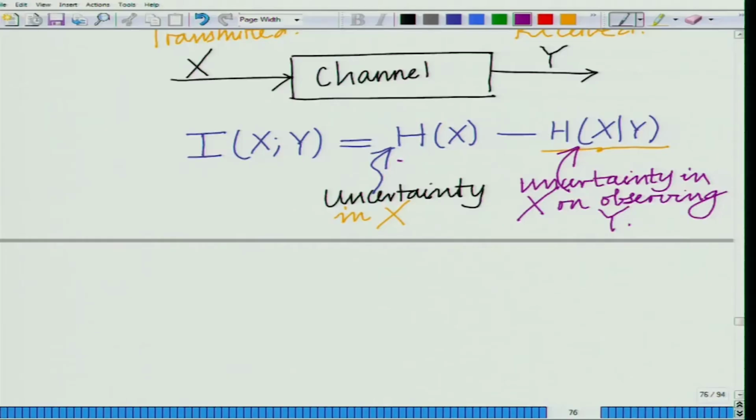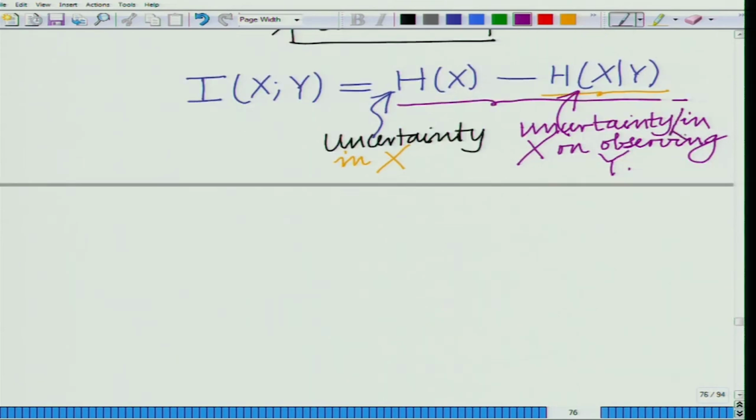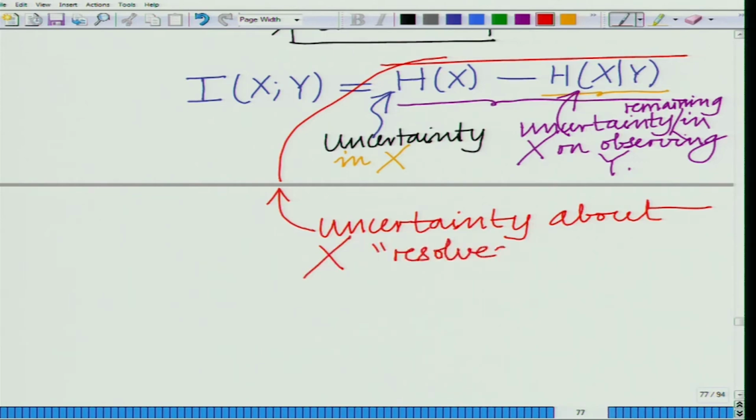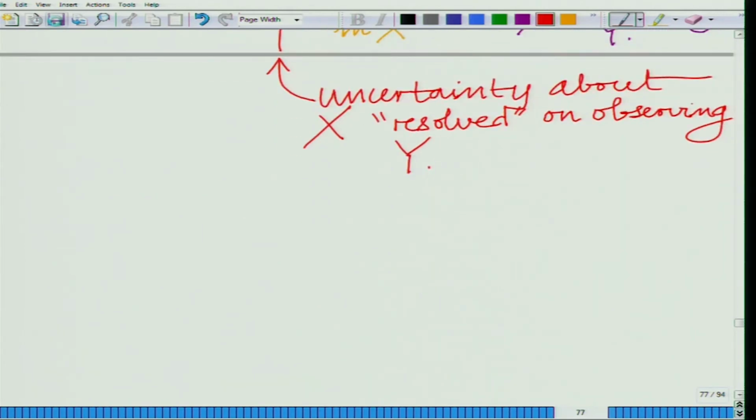Now, therefore, H(X) minus H(X given Y), if you look at this, H(X) is the uncertainty in X, H(X given Y) is the uncertainty in X on observing Y, that is the uncertainty remaining in X. So, H(X) minus H(X given Y), this whole quantity is the uncertainty about X resolved on observing Y.